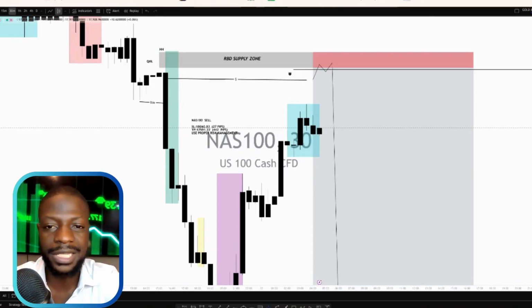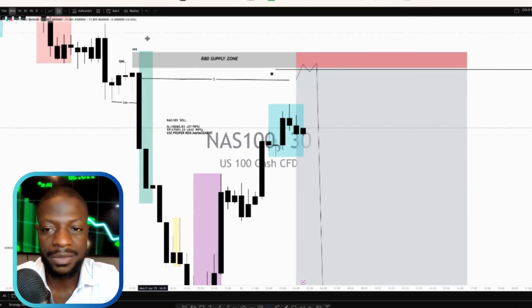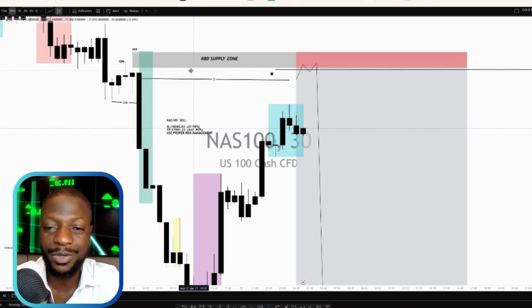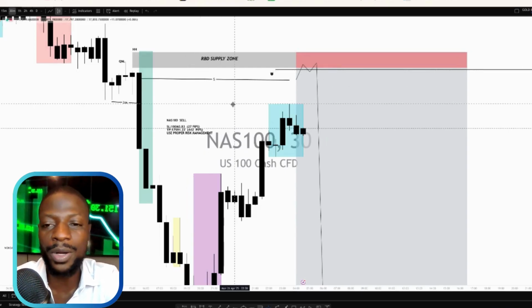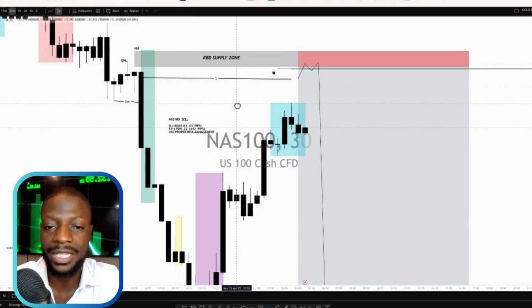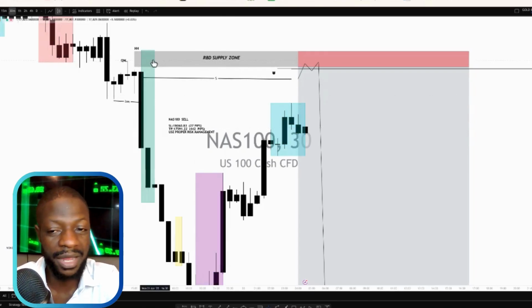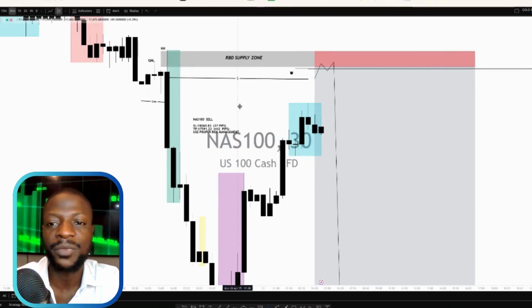And our thesis says we anticipate price to actually pull back into this area, and that's the only time we are supposed to actually get involved, right? If market doesn't come here, guess what? I won't take the trade, right?